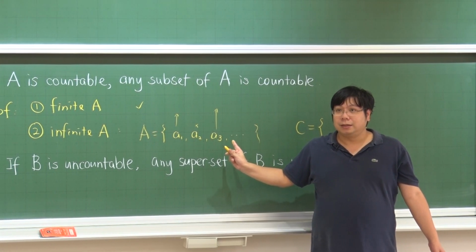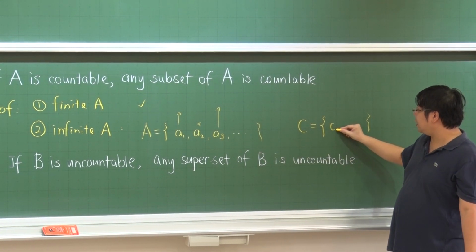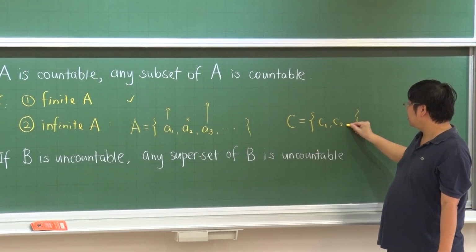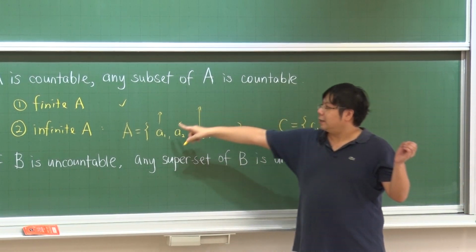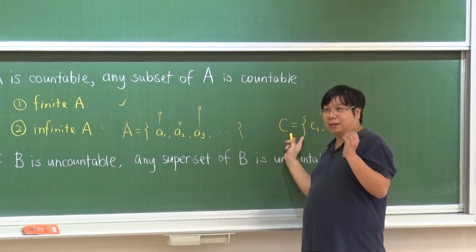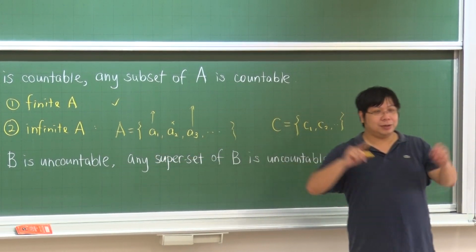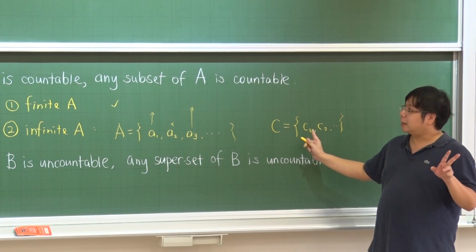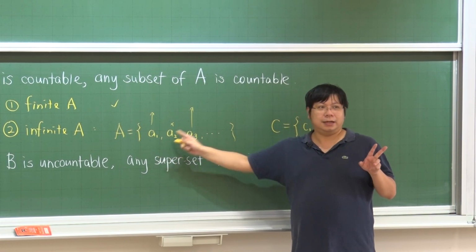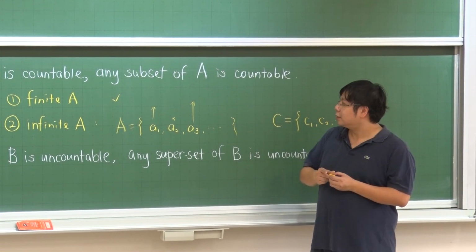Is that okay? So you can list out C: C1, C2, etc. So C1 is the first item in C that is listed in A. And C2 is the second item in C that is listed in A. Is that okay?